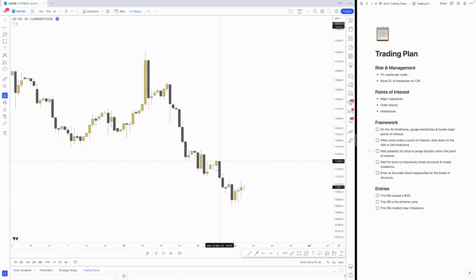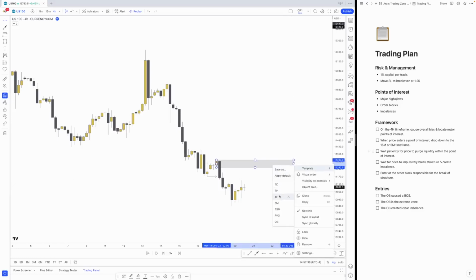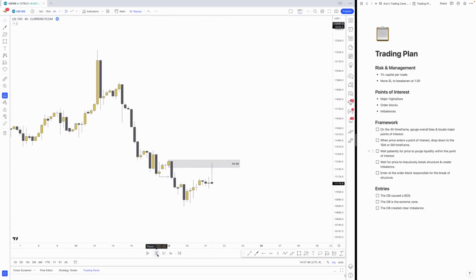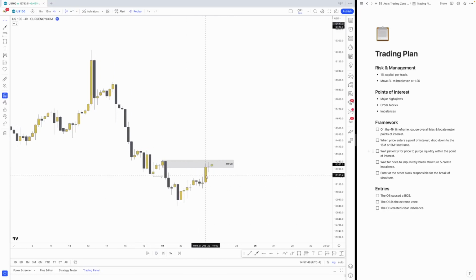Now, the most recent one that stands out to me would be this order block right here. The reason that's an order block, of course, is because it broke market structure right there. So I'm going to label this as a 4-hour order block, and that's going to be our point of interest. So all we have to do now is wait for price to enter this zone. Okay, so right there we've entered the zone.